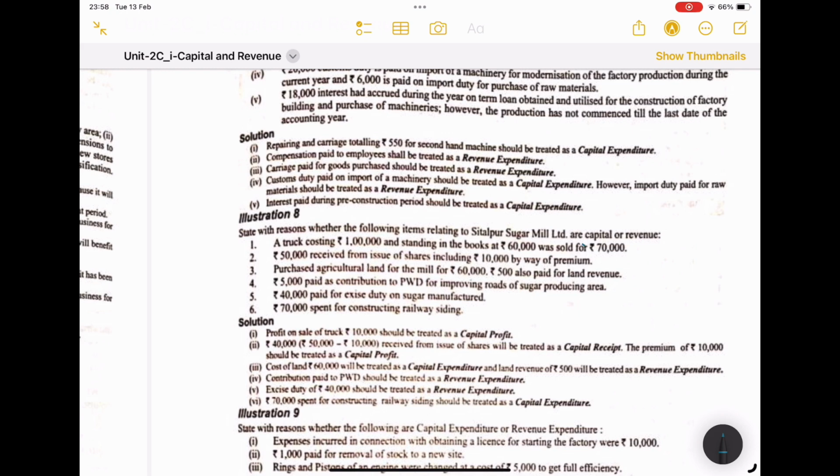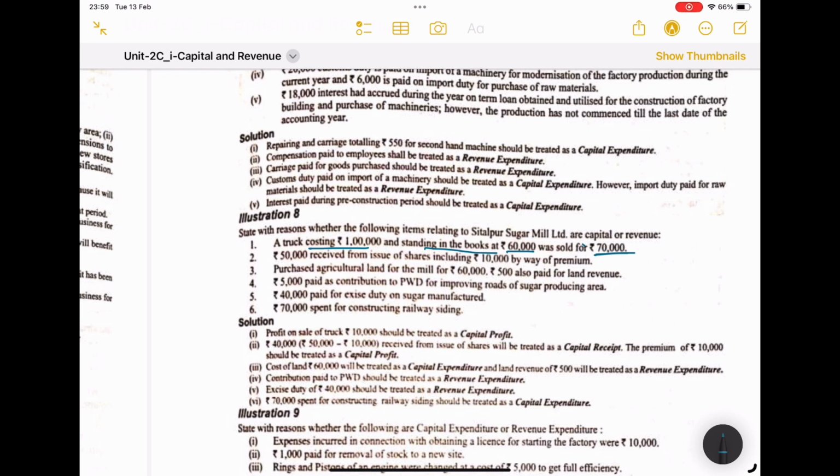A truck costing 1 lakh and standing in the books at 60,000 sold for 70,000. See, costing 1 lakh in the sense cost of the product, the initial cost of the product, that is book value of the company. Standing in the books means present value of your product. Okay, so present value of your truck is 60,000, but you sold for 70,000.